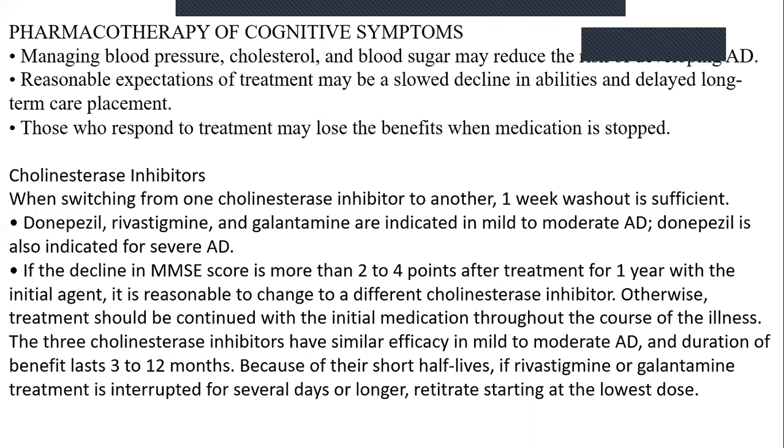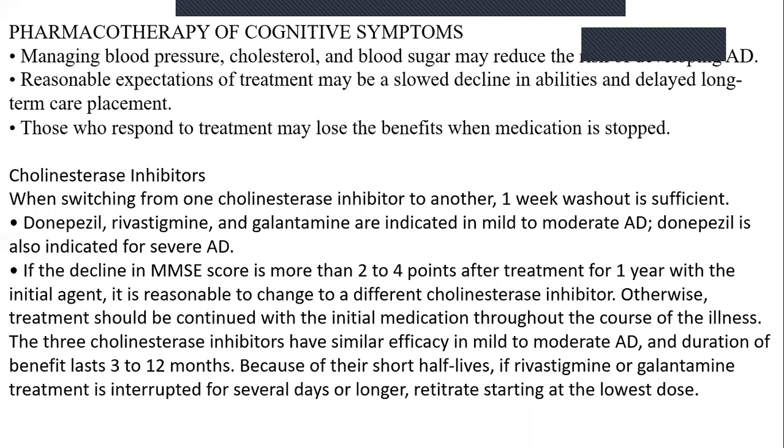For example, if we have started the patient on rivastigmine and we have been giving it for 1 year, after 1 year we'll be checking this MMSE score. If the score is declining more than 2 to 4 points, that means the drug is not properly helpful for that patient. So in that condition, we can change to another cholinesterase inhibitor, maybe donepezil or galantamine. Otherwise, we can continue the treatment with the same medication, and we have to check on the course of treatment. We have to again monitor the patient, and if required, we can increase the dose.